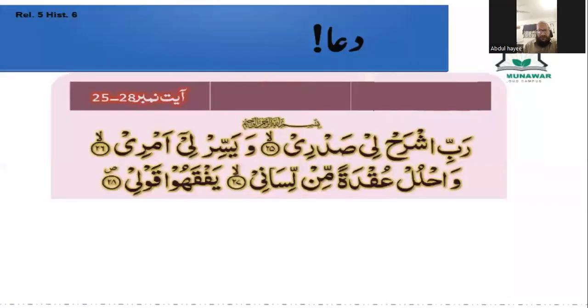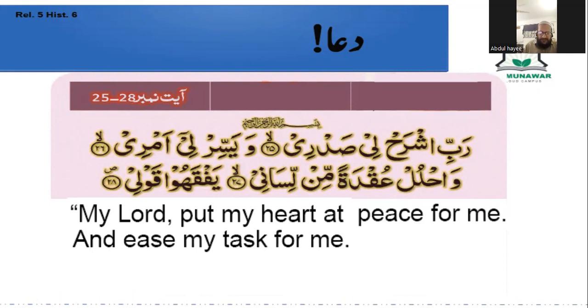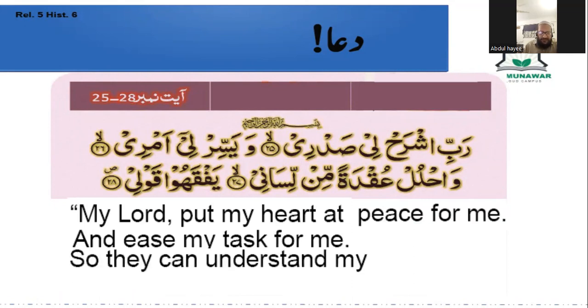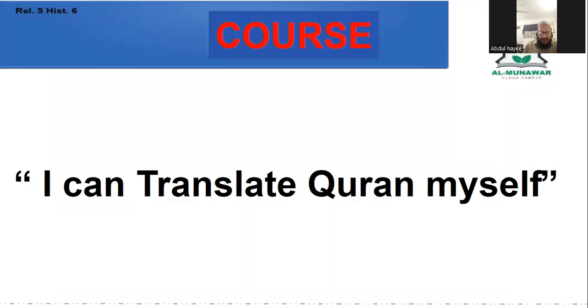Let's start today's lesson. Bismillahirrahmanirrahim. Rabbi shrah li sadri wa yassir li amri wahlul 'uqdatan min lisani yafqahu qawli. Assalamu alaikum. Lord, put my heart at ease for me and ease my task for me, and untie the knot from my tongue so they can understand my speech.